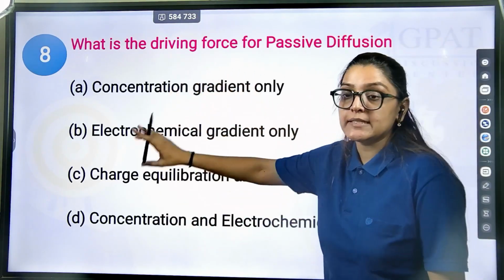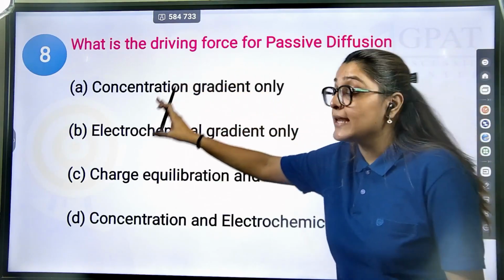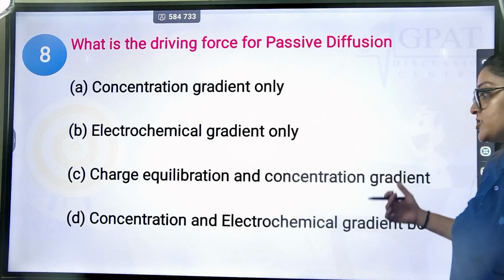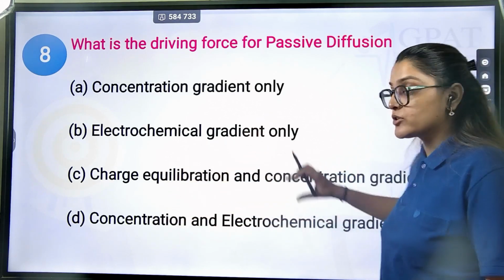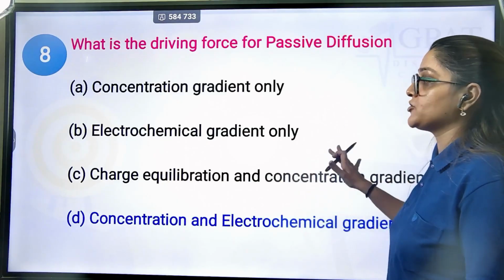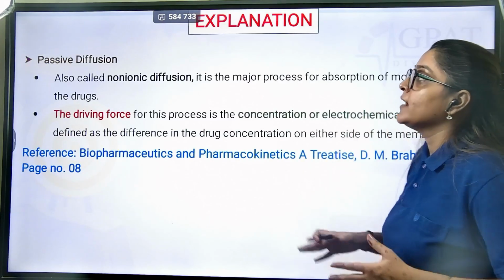So, is it the concentration gradient only? No. Is it the electrochemical gradient only? No. Charge equilibrium and concentration gradient? No. Concentration and electrochemical gradient both. Just before this I have already mentioned this, right? We have option D as correct.